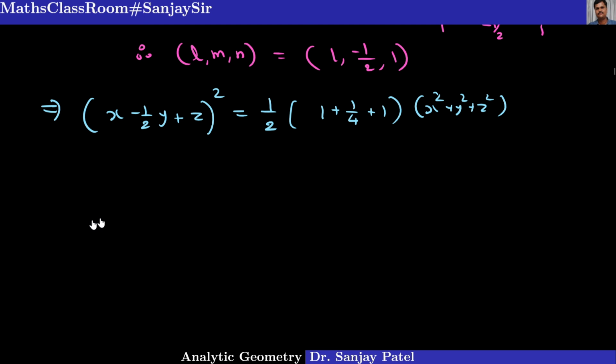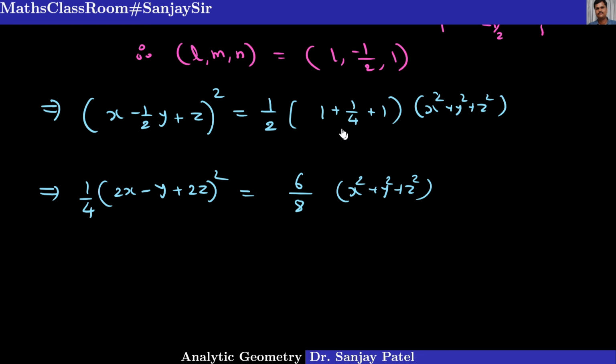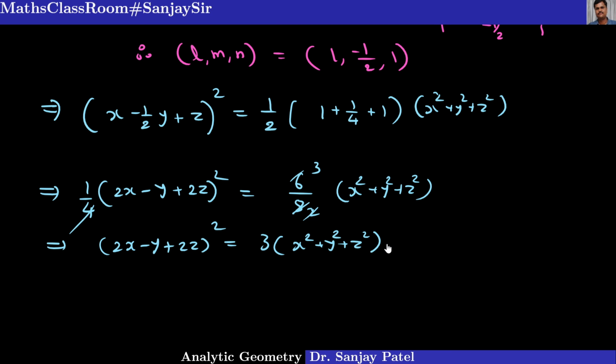Just to simplify this, I can take the LCM and write the equation as (2x minus y plus 2z) whole square into 1 upon 4, and here this is 4 plus 1, 5 plus 1, 6 by 8, into (x square plus y square plus z square). So 6 by 4 into 2 is 6 by 8, and cancelling this we'll get (2x minus y plus 2z) whole square. So 4 2s are 8 and 2 3s are 6. So we'll get 3 times (x square plus y square plus z square). So this is the required equation.